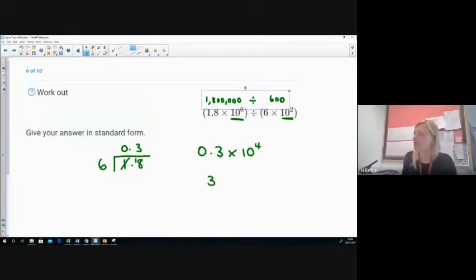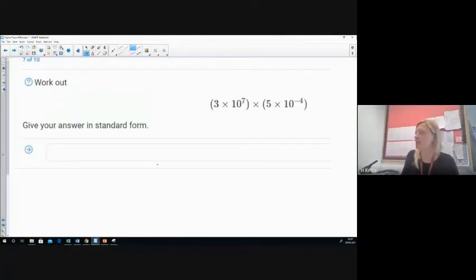Now, if you've made this bit 10 times bigger, then you need to make this bit 10 times smaller to keep the number the same overall. So this becomes 3, and this becomes 10 to the power of 3. We're timesing by 1 less. So that would be my final answer, 3 times 10 to the power of 3.